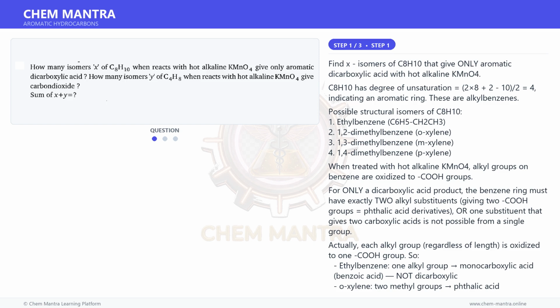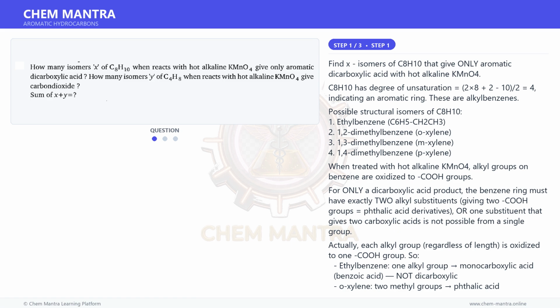Find X isomers of C8H10 that give only aromatic dicarboxylic acid with hot alkaline KMnO4. C8H10 has degree of unsaturation equal to (2 times 8 plus 2 minus 10) divided by 2, which is equal to 4, indicating an aromatic ring. These are alkyl benzenes.